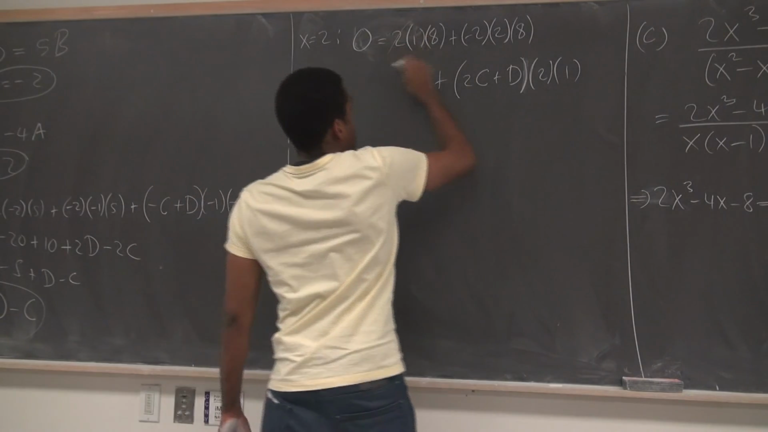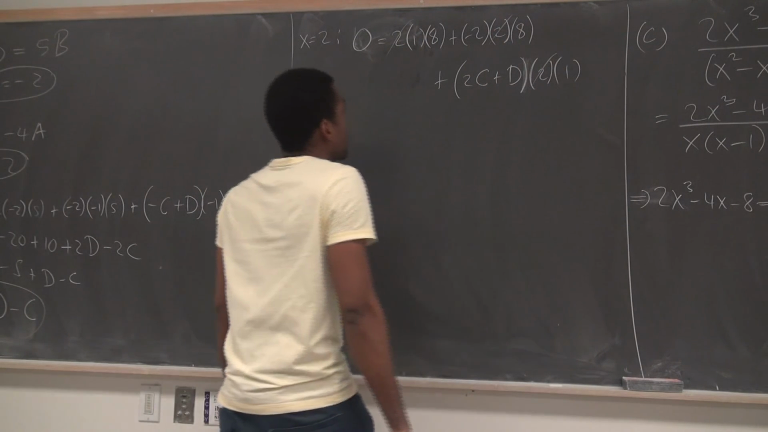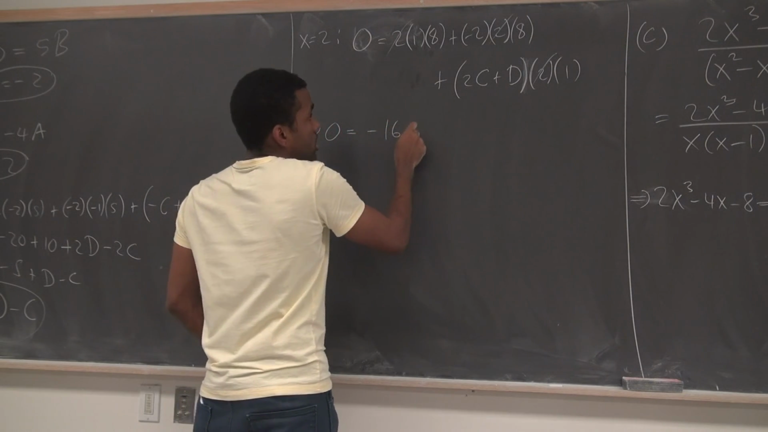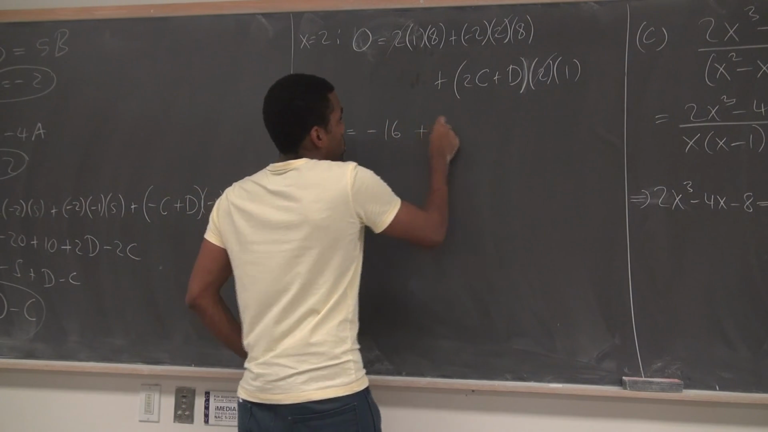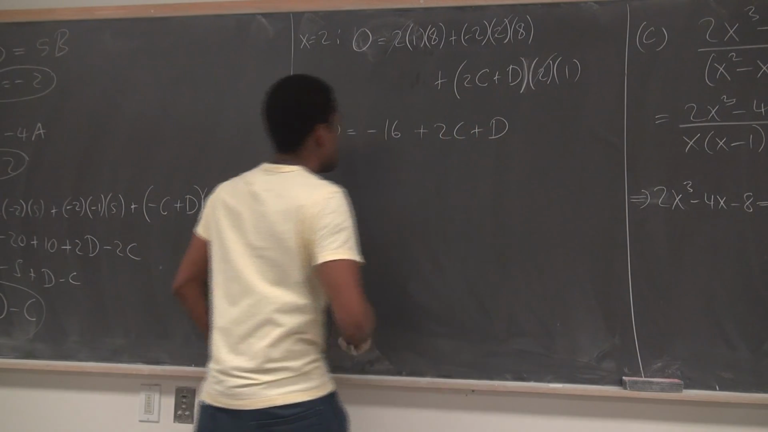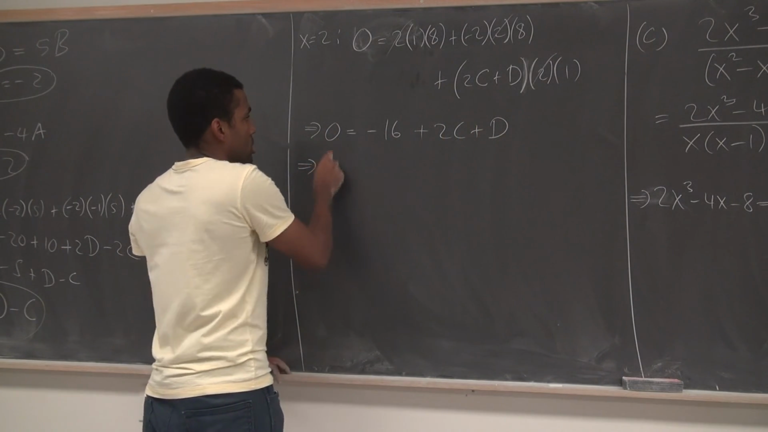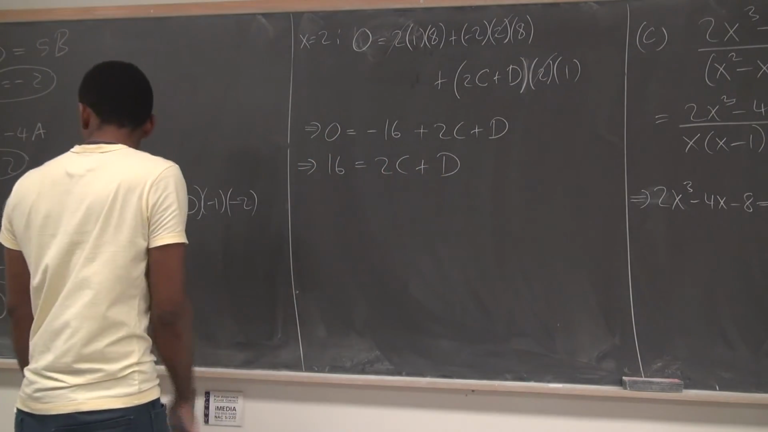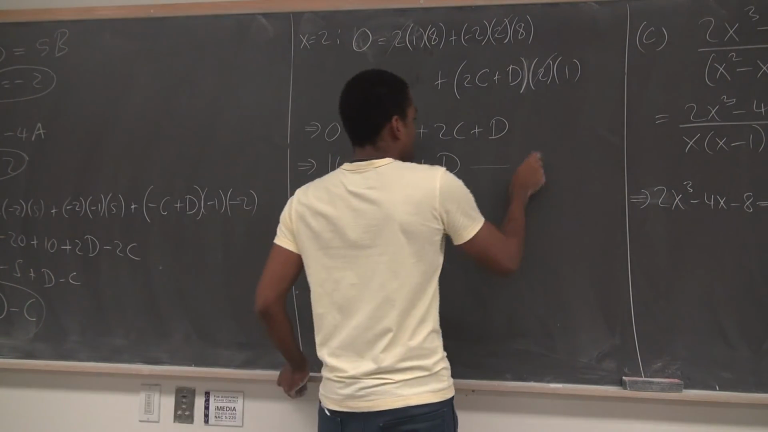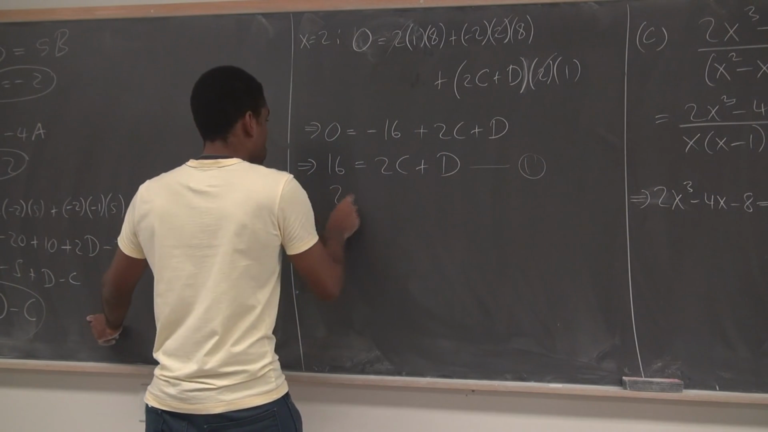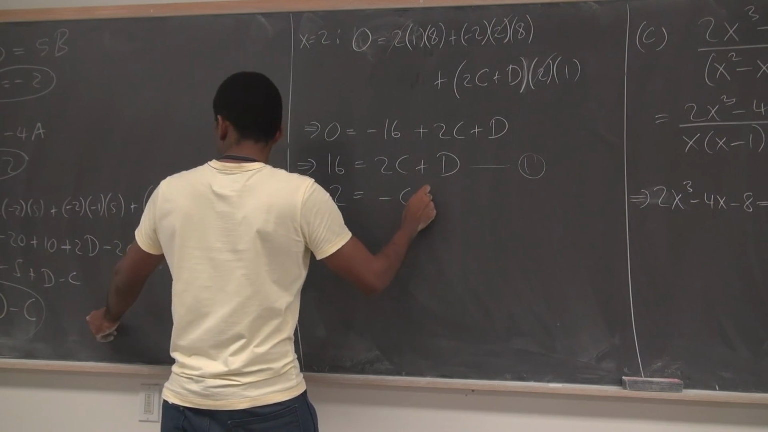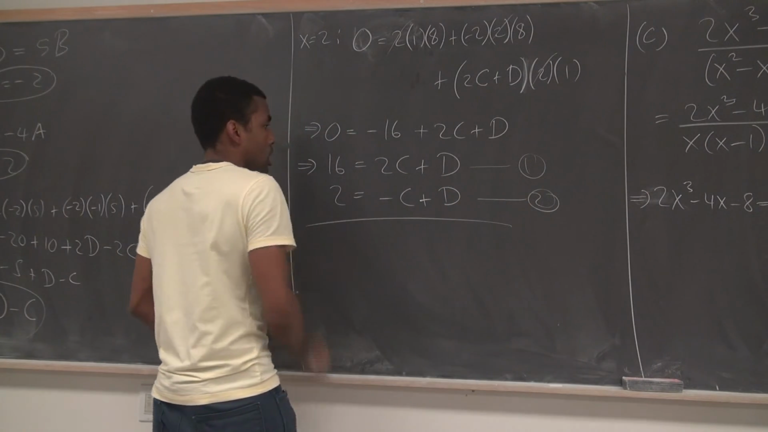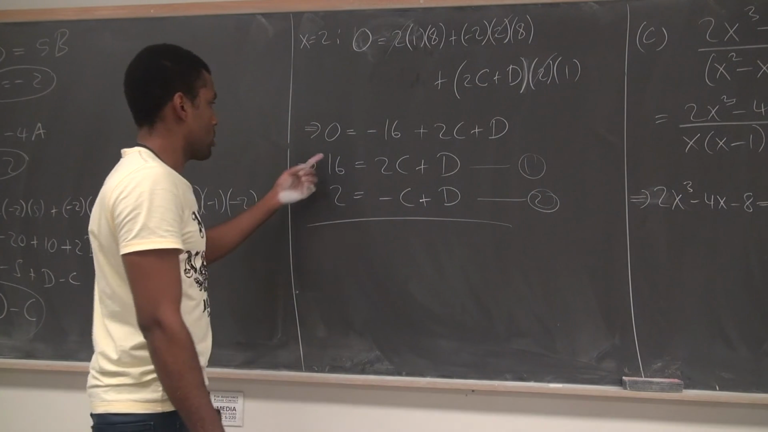And again, I can divide both sides by 2. So what I have is 0 goes to minus 16 plus 2c plus d. So this means that 16 is equal to 2c plus d. Let's call that equation 1. And I know that 2 is equal to minus c plus d. That's equation 2. Let's subtract this minus that.